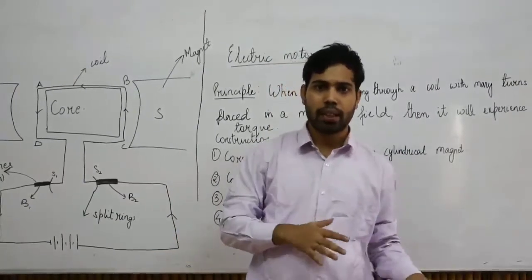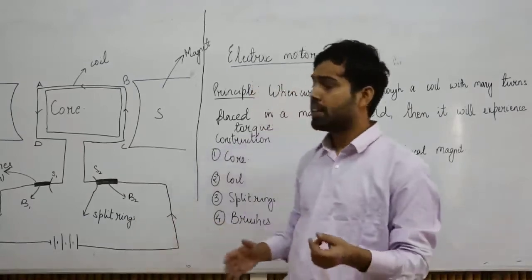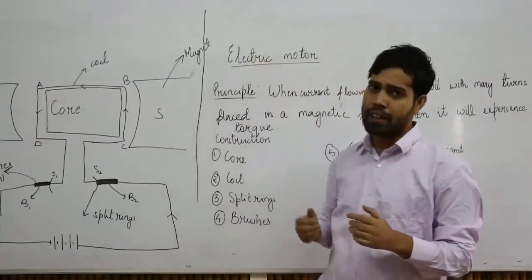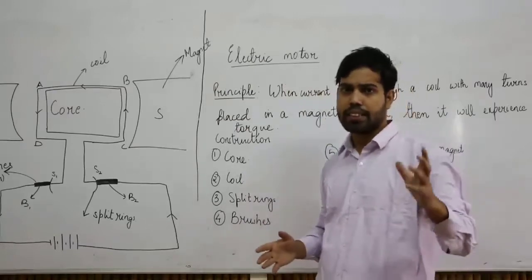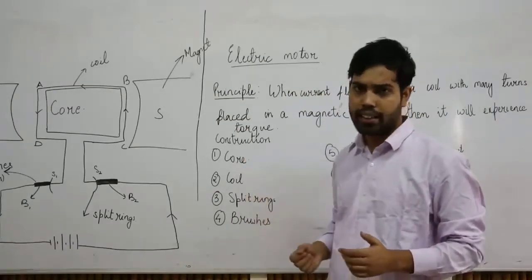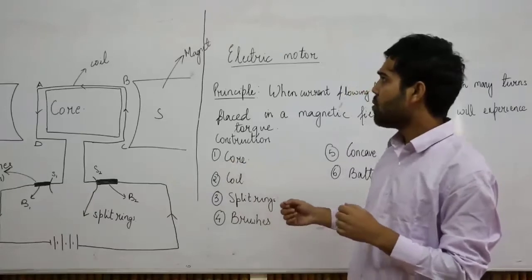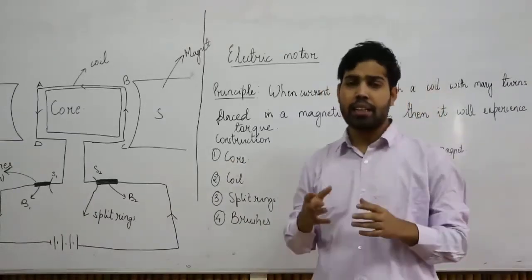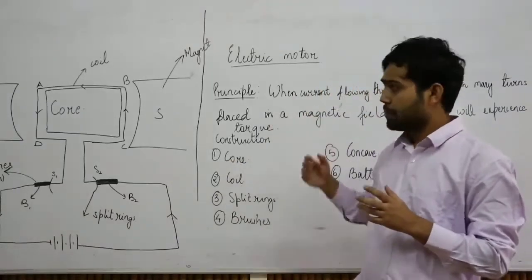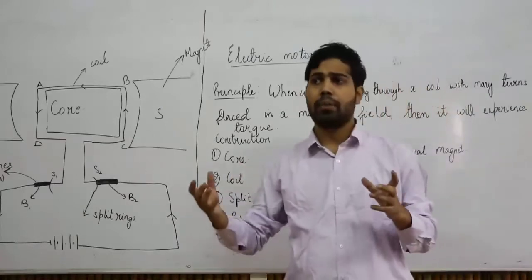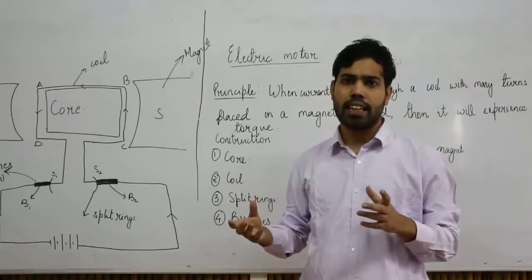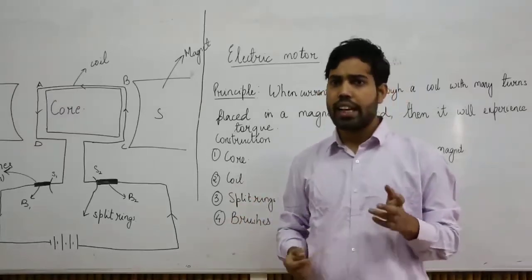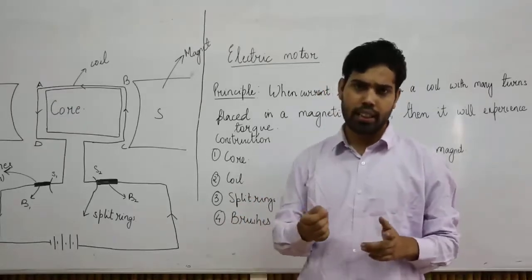And how is it being done? It is being done with the help of an electric motor. So basically, an electric motor is a device which converts electrical energy into mechanical energy. Now the electric motor works on this principle. Earlier we saw that when I have a current carrying conductor in a magnetic field, that conductor experiences some force due to which it moves. There is some motion in the conductor.